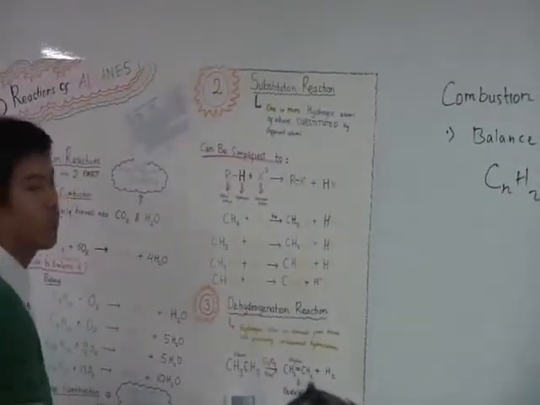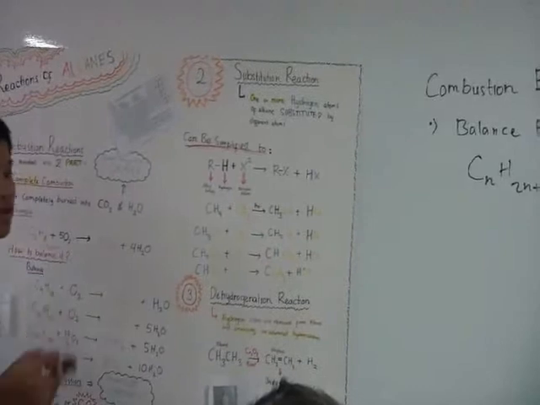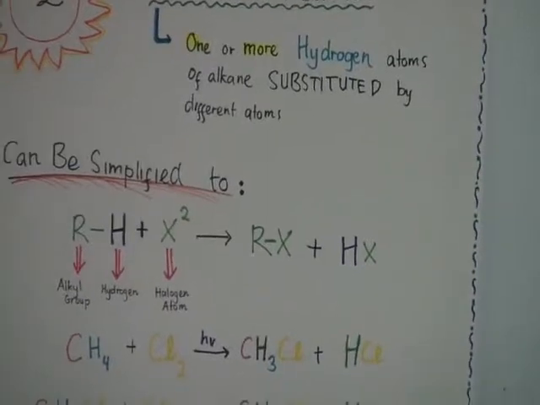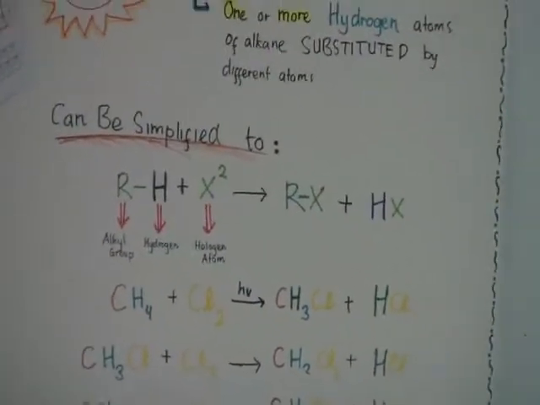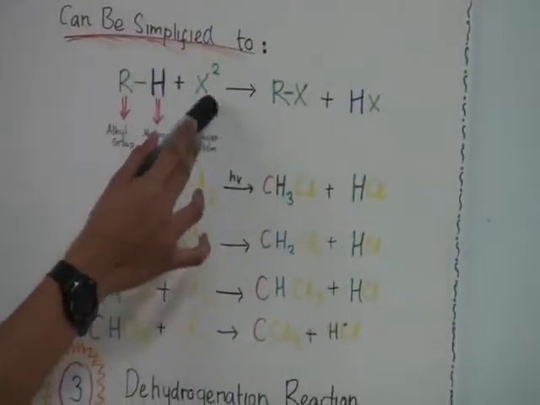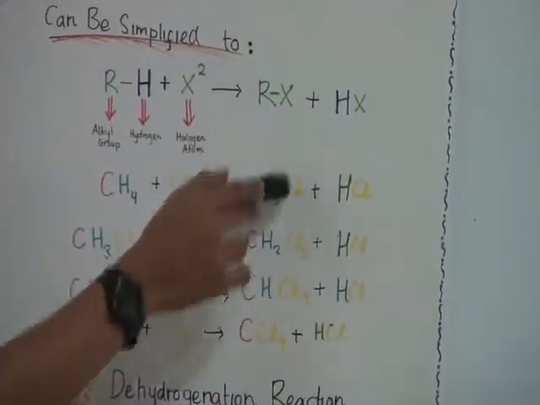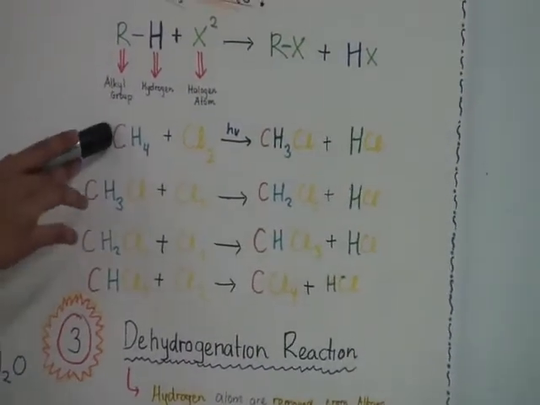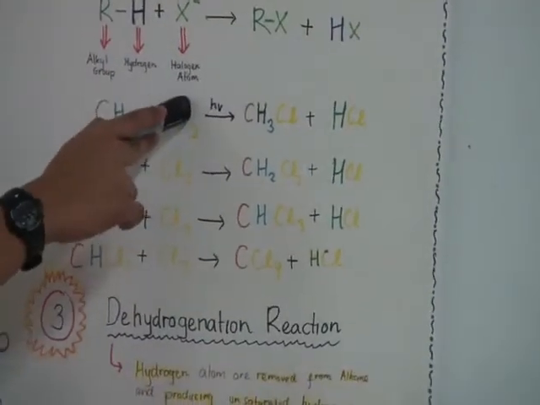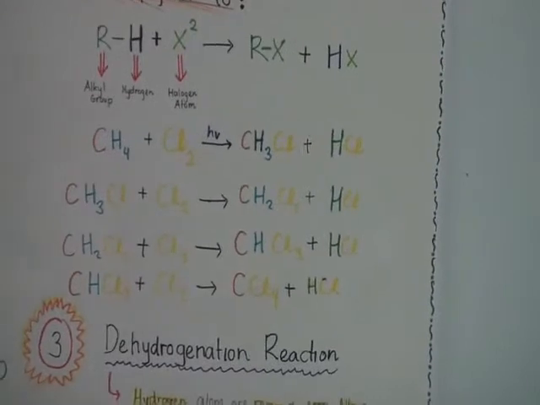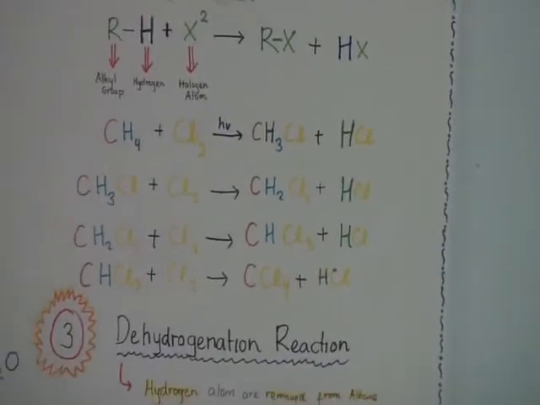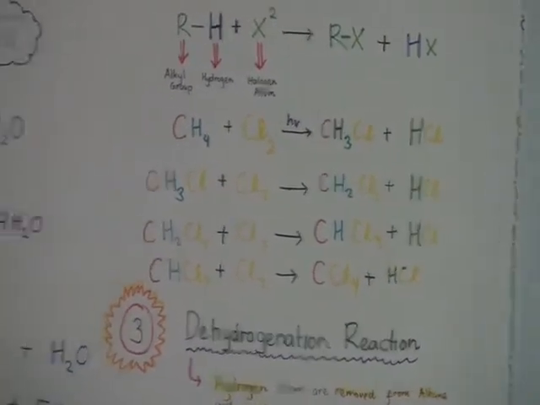And then I will explain the second reaction of alkanes. The second reaction of alkane is the substitution reaction, in which one or more hydrogen atoms of the alkane are substituted by different atoms. That's why it's called substitution. It can be simplified to RH plus X2 becomes RX plus HX, in which R is the abbreviation of alkyl group, H is for hydrogen, and X is for halogen atom. Halogen atoms are in group 7A: fluorine, chlorine, bromine, iodine, and so on.